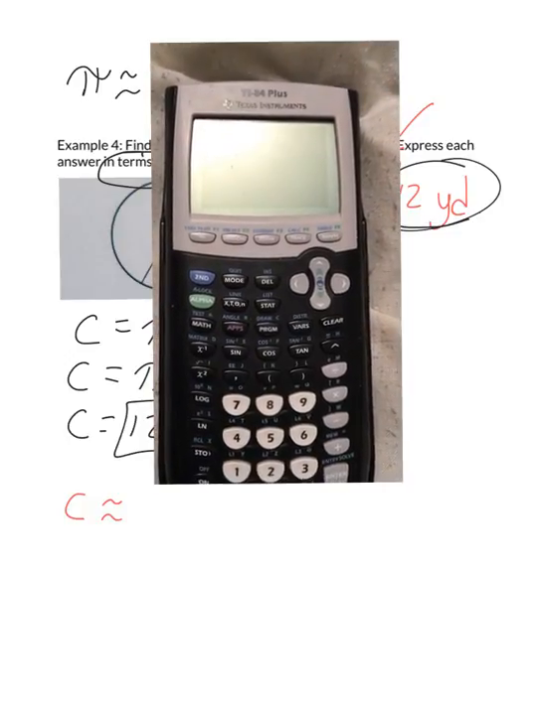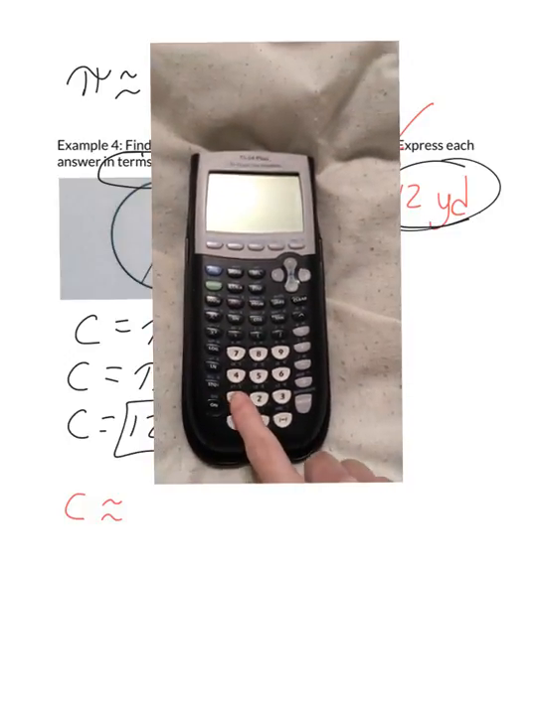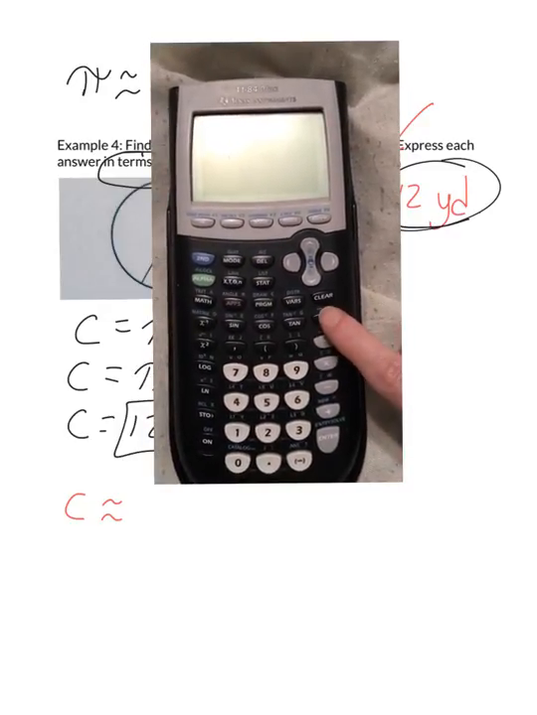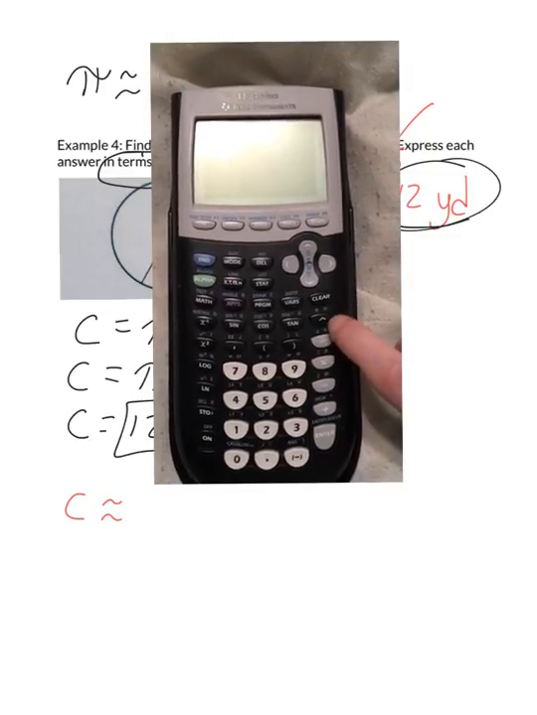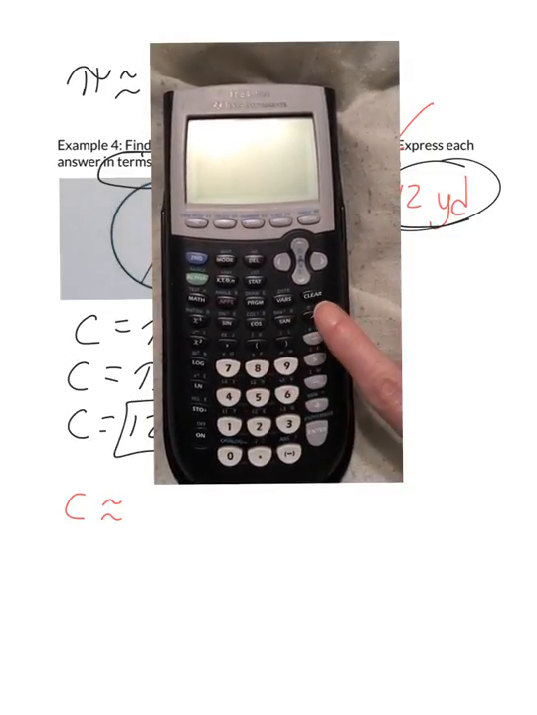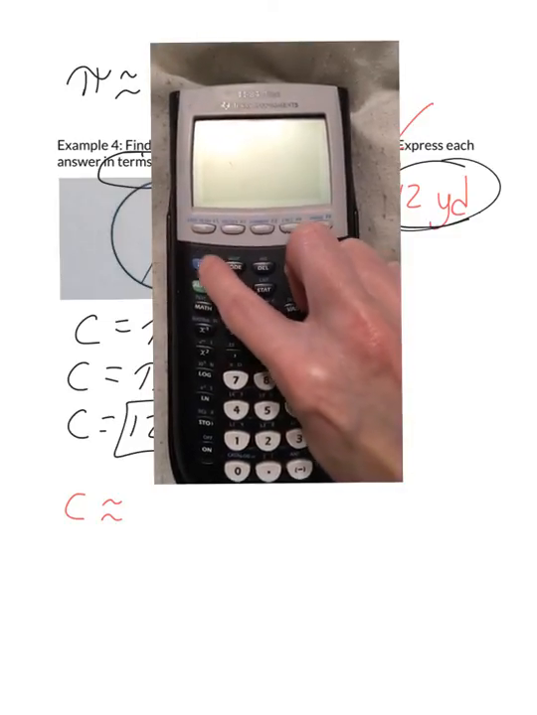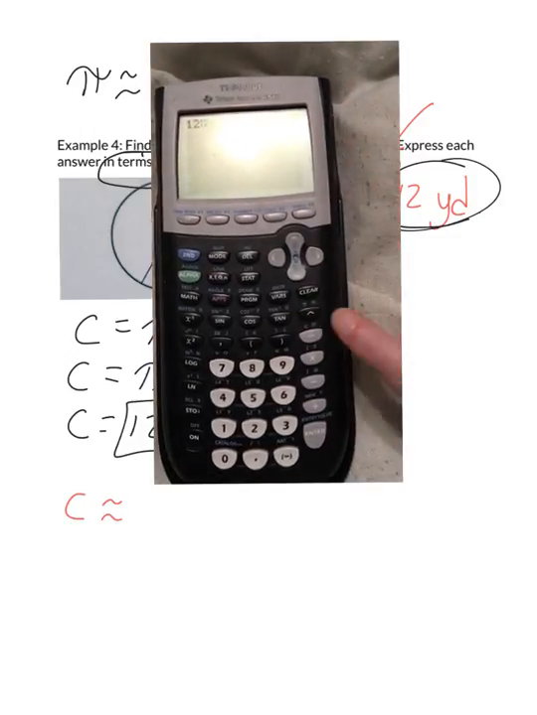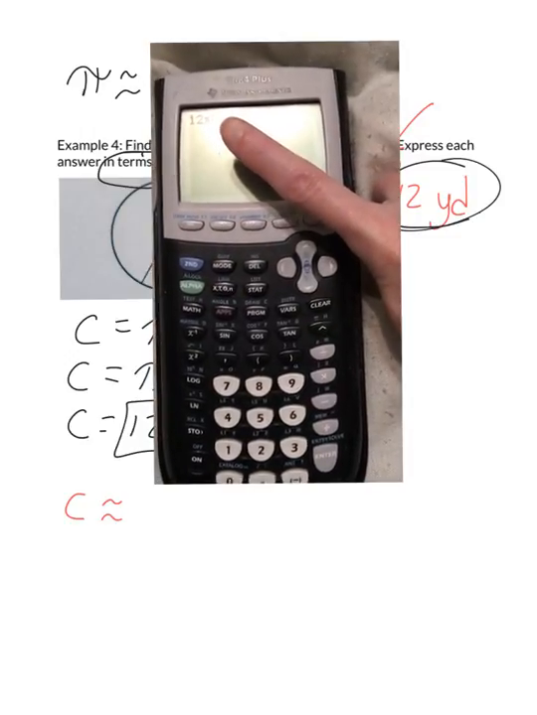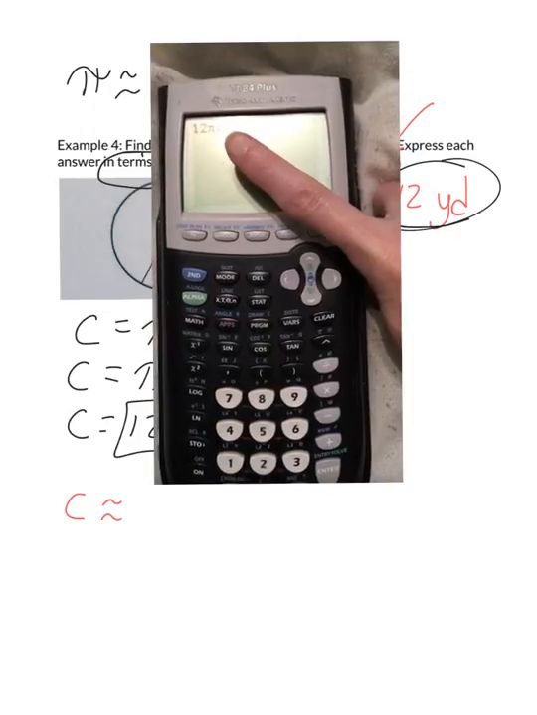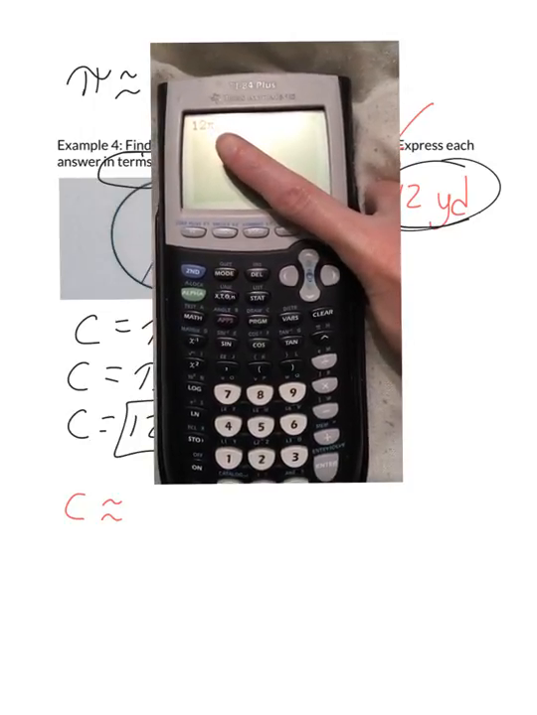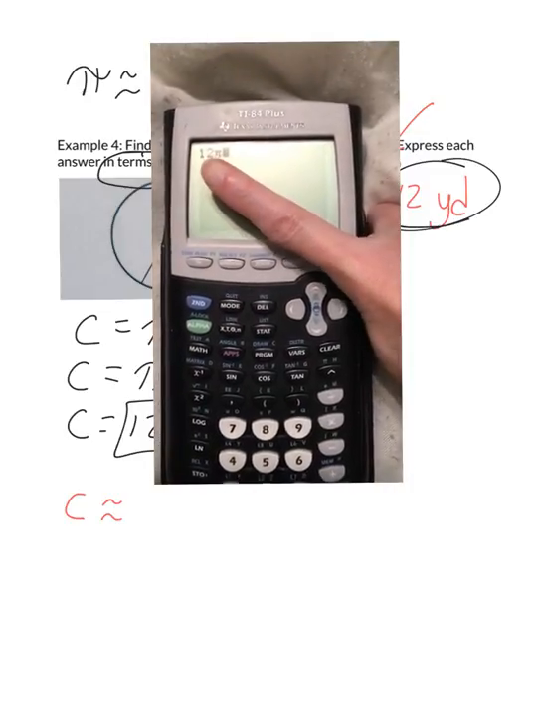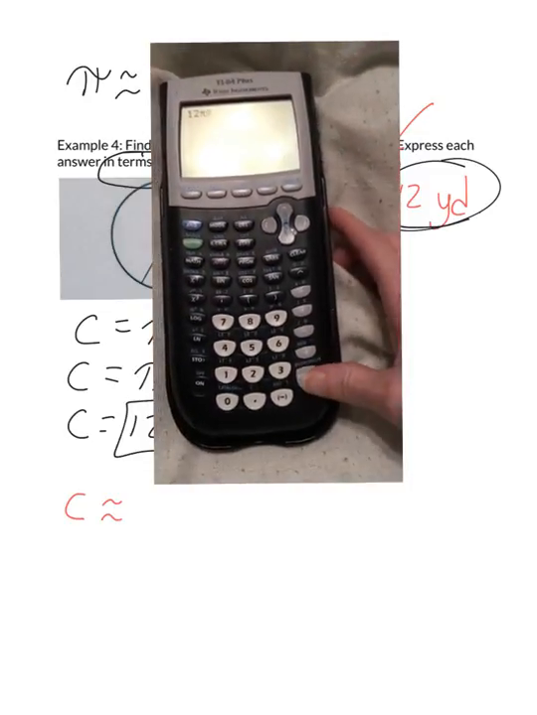Typing in 12 times pi, I would put the 12 in first. Now pi is above the exponent button, the up arrow. So you're going to have to hit two buttons to get pi in there. You're going to hit second. An arrow will appear inside the cursor, and then up arrow. I do not have to hit times. I can just mush the 12 and the pi together, and the graphing calculator anyway knows that means times. So I have 12 pi. I hit enter on the main screen.